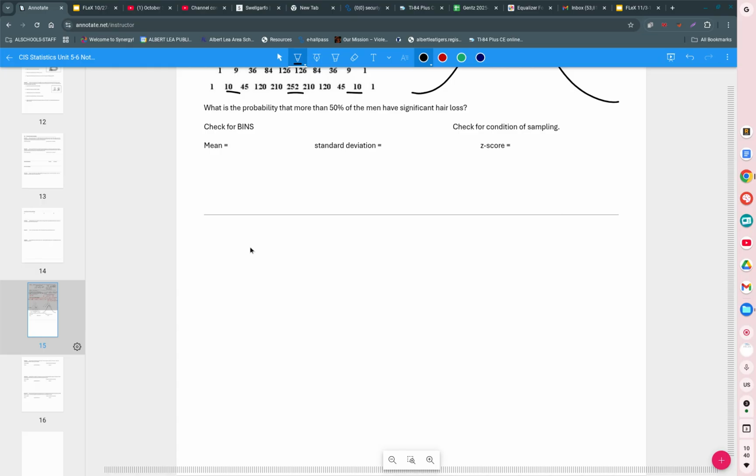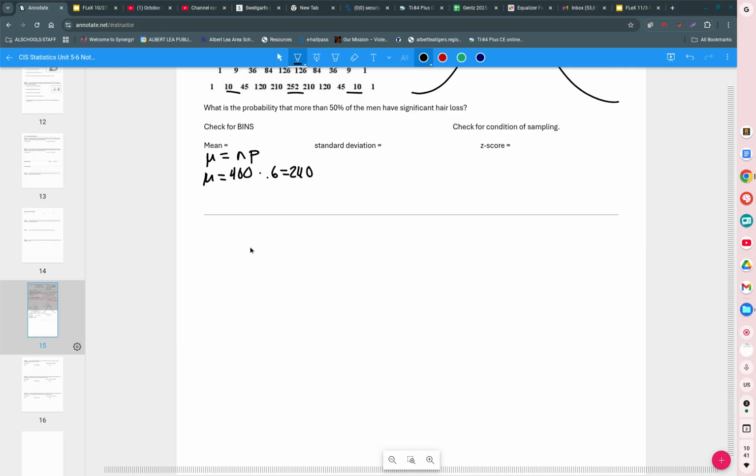We first find the mean. All we do is we take mu is equal to n times p. In this case, mu is equal to n, the number of people we sampled. How many men did we sample? 400. And what's the probability that each one has significant hair loss? So we multiply it by 0.6, and we get 240. Okay?